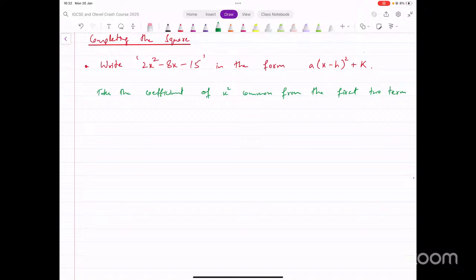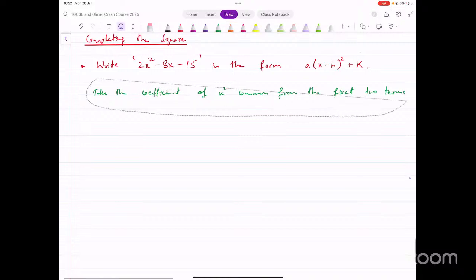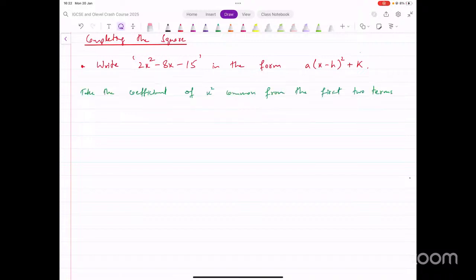Now, there are different variations of this. Some people take it common from all the three terms. You can do it using just the first two terms as well, keeping this constant outside as it is. It does not really matter. Both ways are okay. So if I take the coefficient of x squared common here, what am I going to be left with? So I have 2x squared minus 8x minus 15. Let's take 2 common outside. What does that leave us with inside? That leaves us with x squared minus 4x.